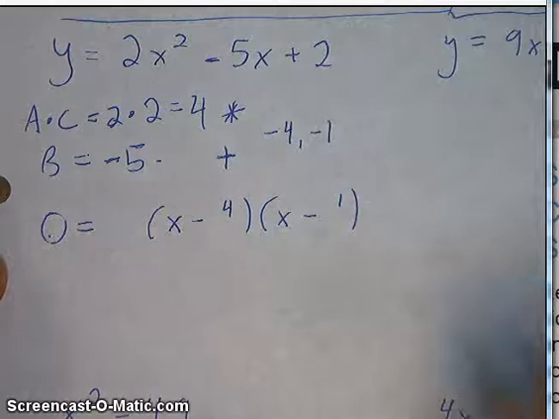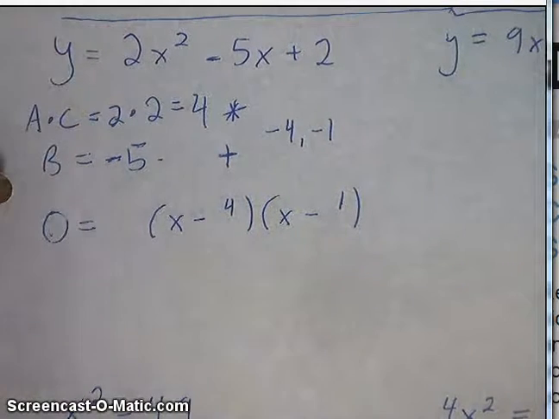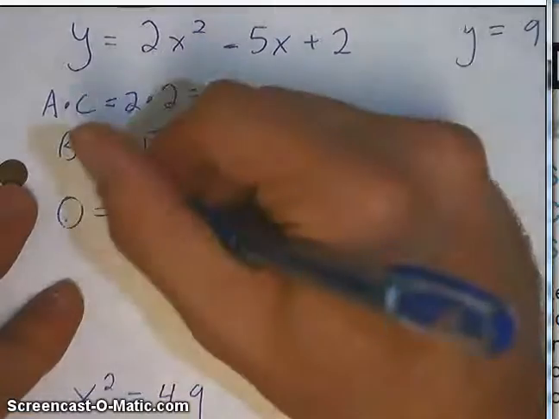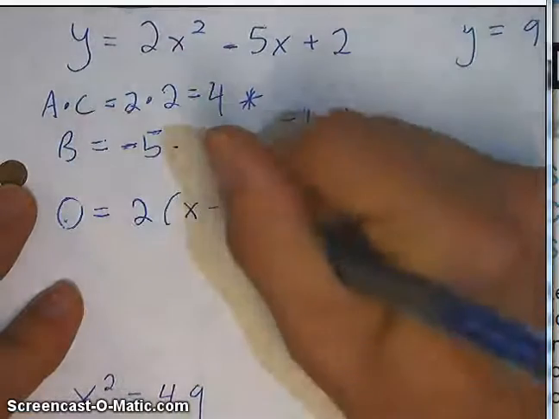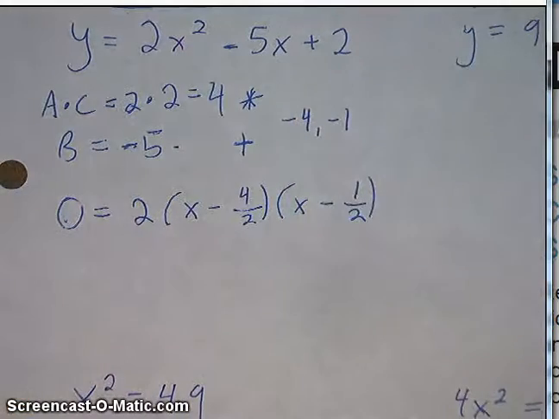And I'm going to write my factors x, and I'm going to write my minus 4 and my minus 1. But now, I know that the a isn't equal to 1, it's equal to 2. So this is the part where I need to write that a value 3 times. I want to write it in front of the parentheses, and I want to divide that 4 by 2 and divide that 1 by 2. So that's the only tricky part when these a's are not equal to 1: you just have to write that a value in 3 different spots.